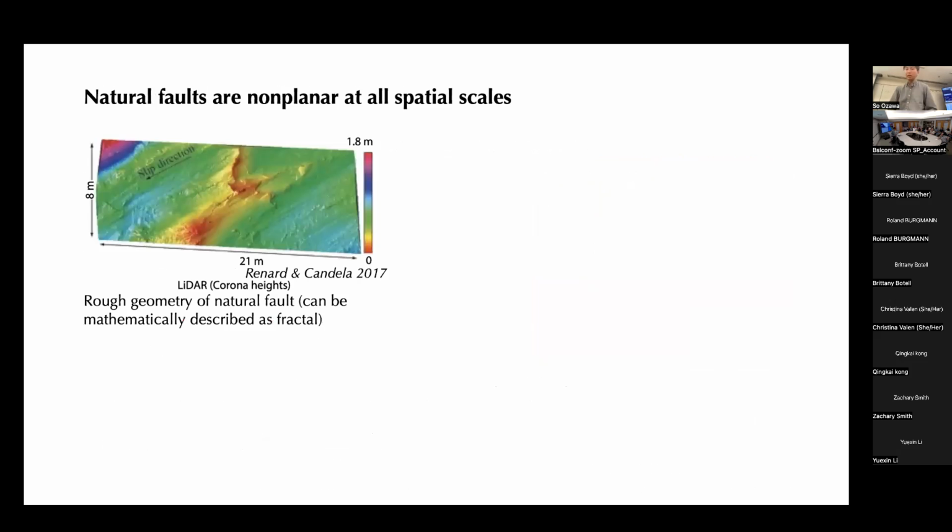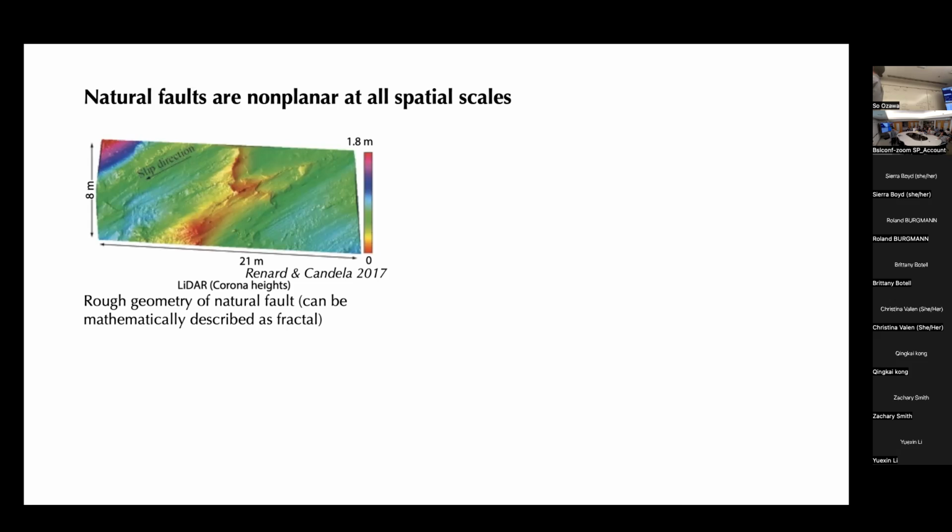There are many ideas explaining how we have aftershocks in such stress shadows. One idea that I'm using in this modeling is fault geometry. This is the geometry of the outcrop of the Corona Heights fault, which is located in San Francisco. If you look at the fault closely and measure the topography of the fault, actually the fault is very rough and non-planar, not perfectly planar at any spatial scale, from tiny scales to large scales, like kilometer or continental scales.